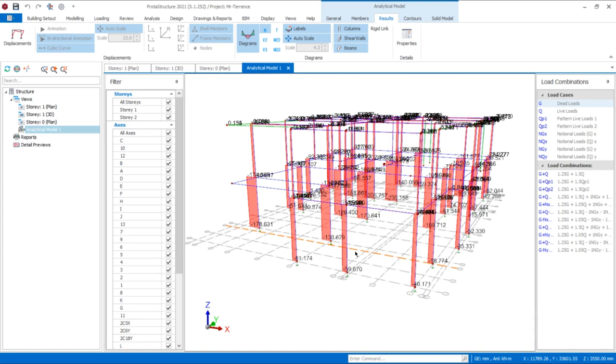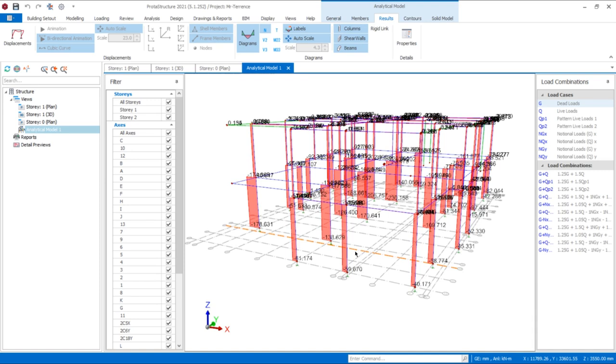So let's look at the load path. One of the first things every engineer should understand is the load path. Imagine you are standing on the first floor. Your weight is transferred to the floor slab. The slab transfers that load to the beam. The beam transfers it to the column. The column transfers it to the foundation. Finally, the foundation transfers everything safely into the soil.